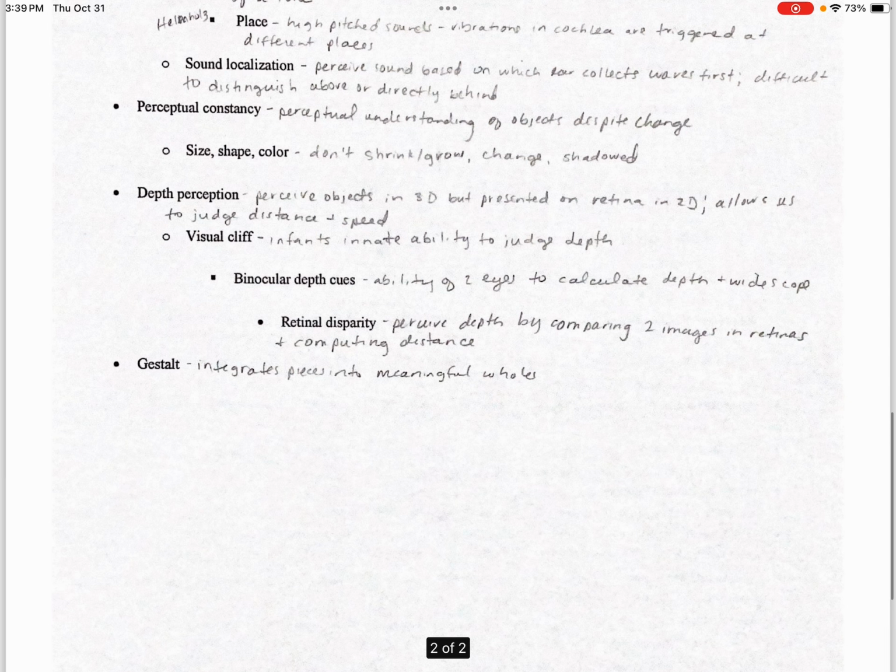Depth perception. We perceive objects in 3D, but they're presented on our retinas in 2D. So this allows us to judge distance, also speed as well. It's very good that we have the ability to judge distance, because it's basically helped us evolve as people. Some animals have really great depth perception. Some animals don't have very good depth perception. Humans have good depth perception. Actually, men have better depth perception.